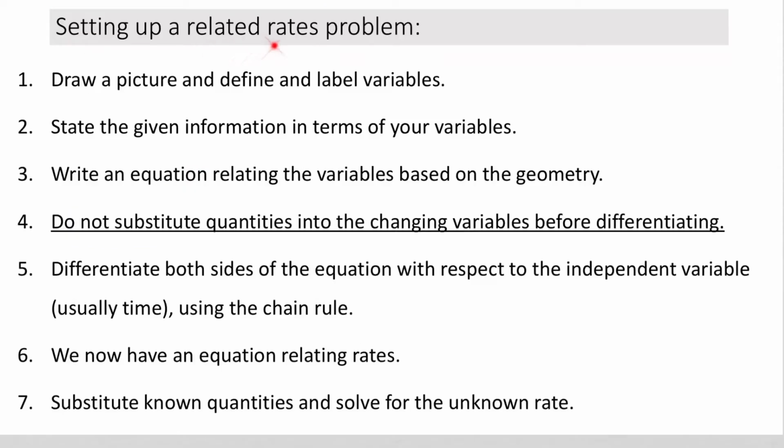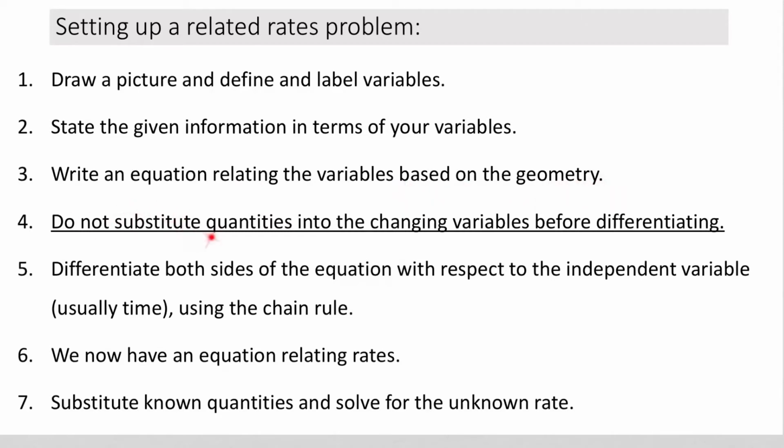So how do you set up a related rates problem? First, you draw a picture and you define and label variables. There's a lot of geometry involved in this part of calculus. Then we state the given information in terms of our variables. Then we write an equation which relates these variables based on the geometry.